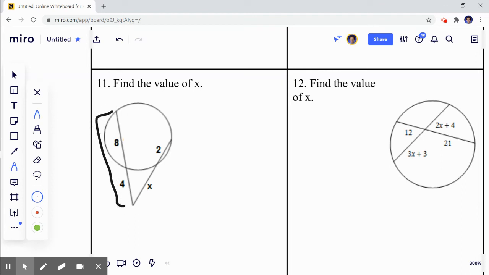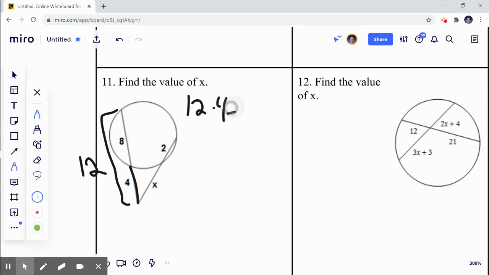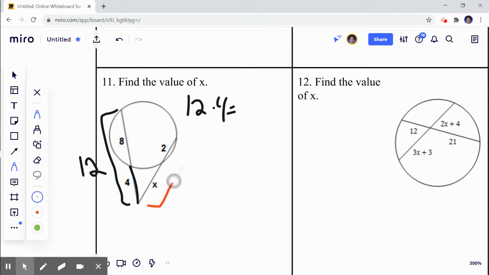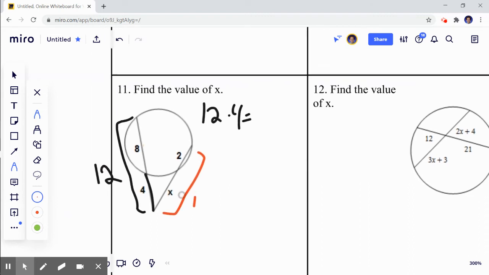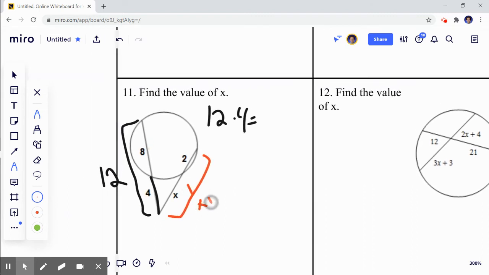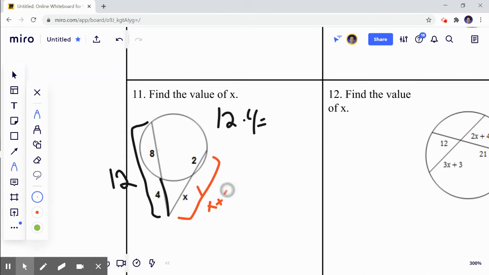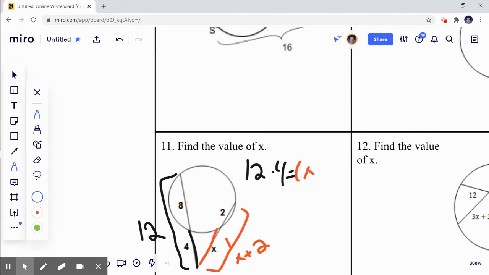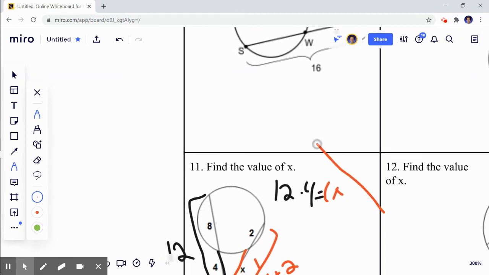So the whole length of this secant would be 4 plus 8, which is 12. The outside segment is 4, so you do 12 times 4 for one side of the equation. And then on the other secant, you would have x plus 2 for the whole length, and the outside piece is x. So you'd have x plus 2 all in parentheses times x, if it'll let me write it.